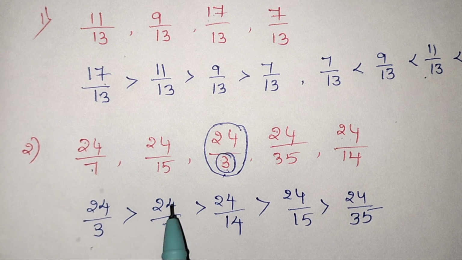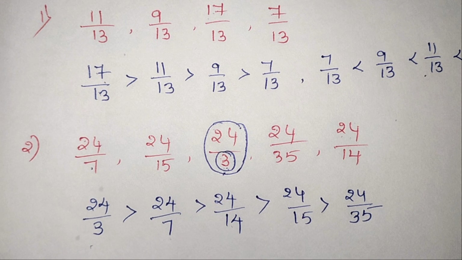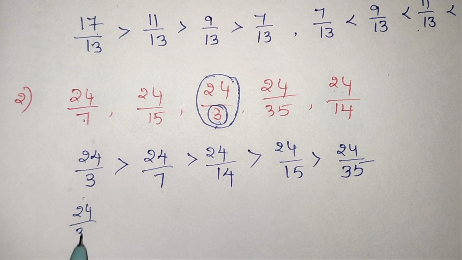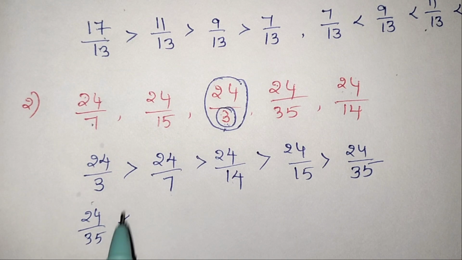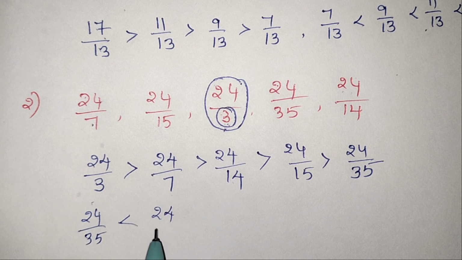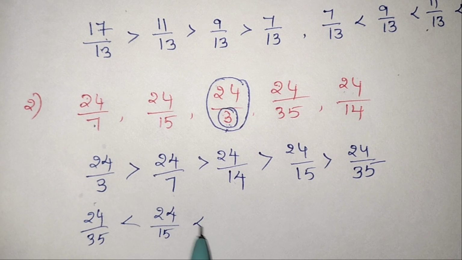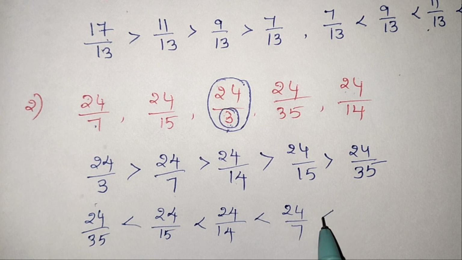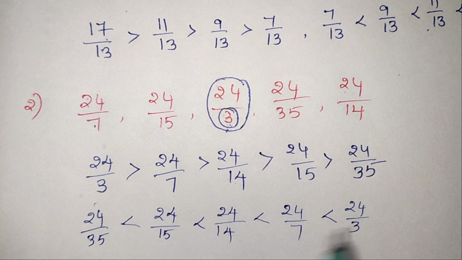So 24 by 3, 24 by 7, 24 by 14. This is the descending order, big to small. Next, ascending order, just write them in reverse order. 24 by 35 is less than 24 by 15, less than 24 by 14, less than 24 by 7, less than 24 by 3. This is the second model.